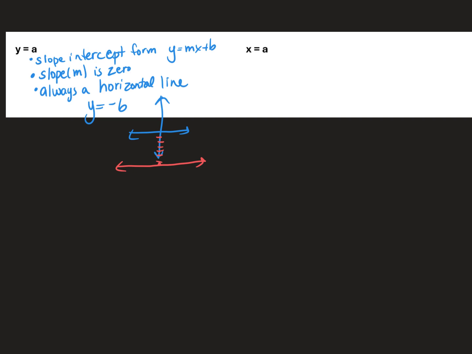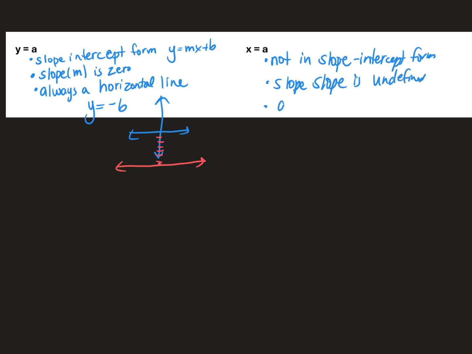And then for x equals a, it is not in slope-intercept form, and you cannot write it in slope-intercept form. The slope is undefined for this kind of line. And it's always a vertical line when graphed. Something else, I didn't write it down, but something else is that you do not have a y-intercept when you have x equals a. So let me draw an example.